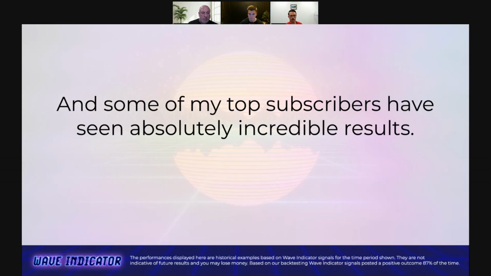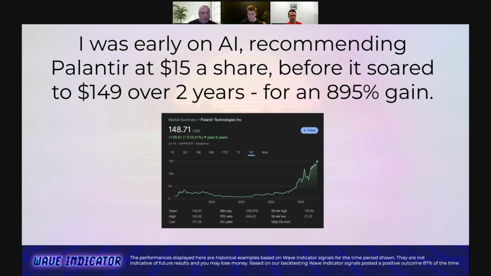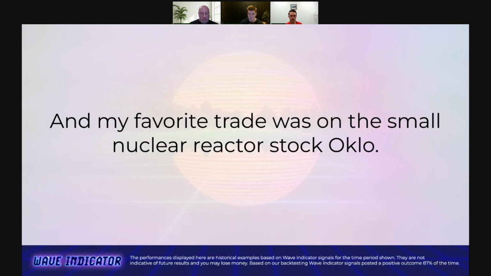And some of my top subscribers have seen absolutely incredible results. I recommended ASTS Space Mobile at $7 a share before it soared to nearly $50 in a year for a 603% gain. I was early on AI. I recommended Palantir years ago, in 2023, maybe late 2022, at $15 a share before it soared to $149 over 2 years and higher since then, for an 895% gain.